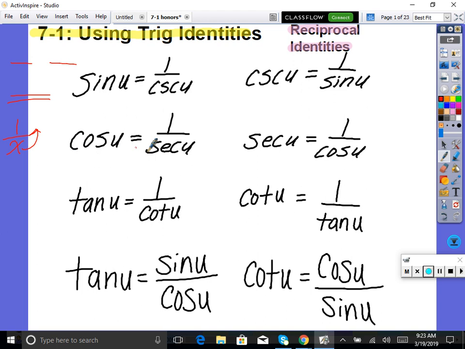All right, what's more simplified here? Cosine, right? What's more simplified here? Tangent. All right, good. So then we know these reciprocal ones. So yes, we do need to memorize these formulas, but we know all these ones.